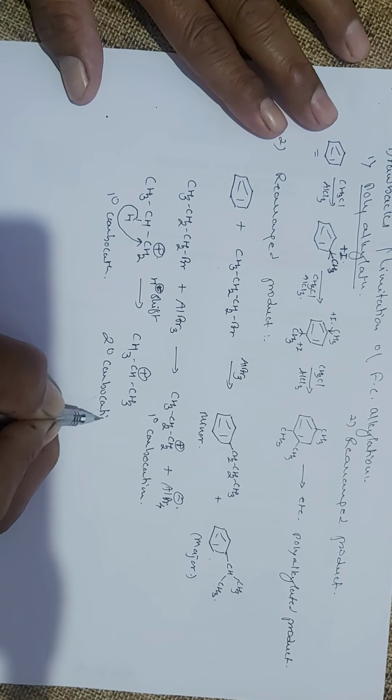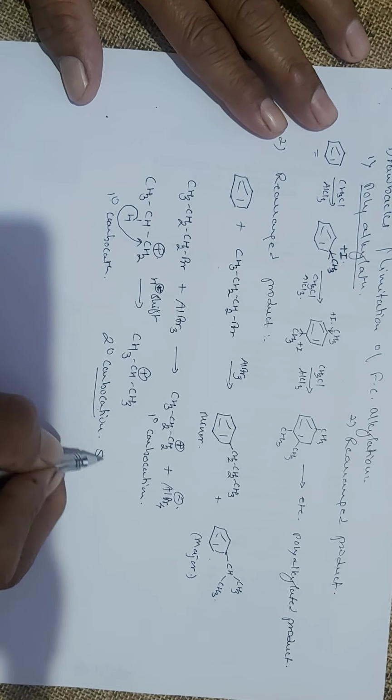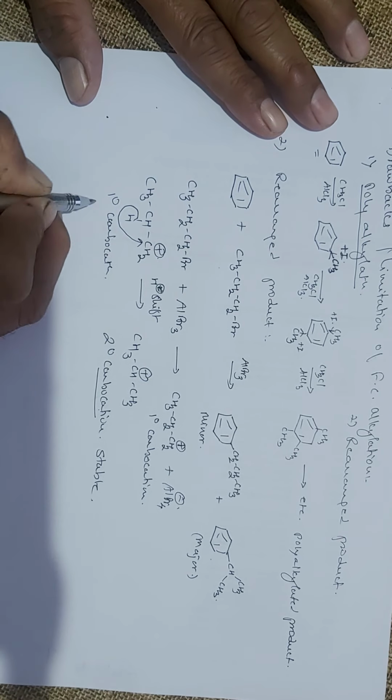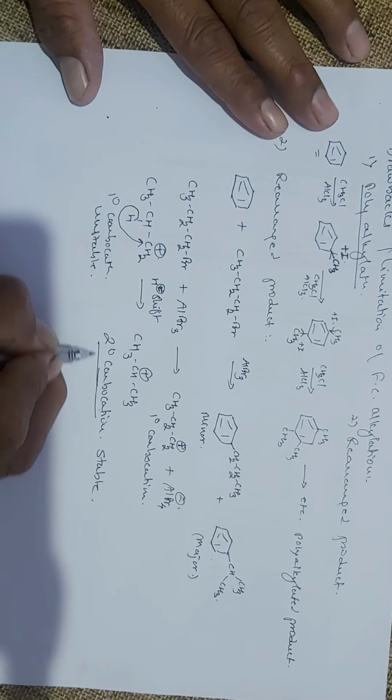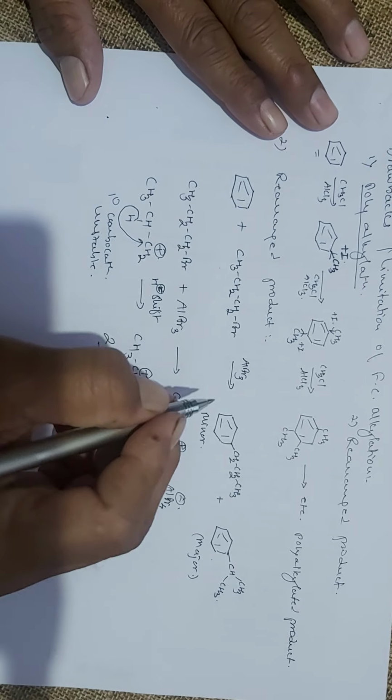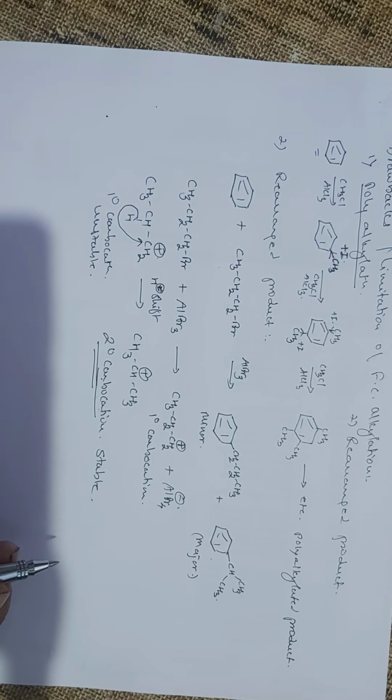and this secondary carbocation once formed is stable, while the primary is unstable, and so the secondary carbocation reacts with the benzene nucleus and forms a rearranged product, and so these are the two important drawbacks of the Friedel-Crafts alkylation reaction.